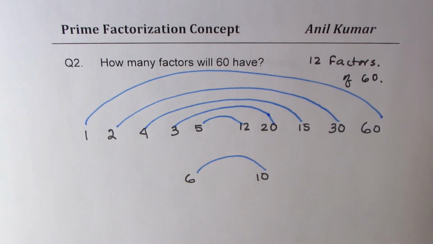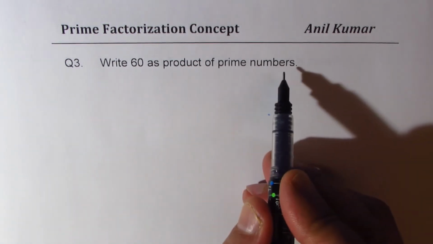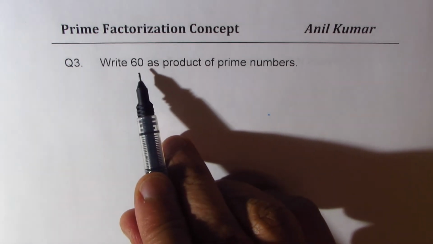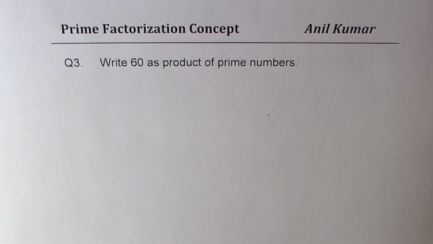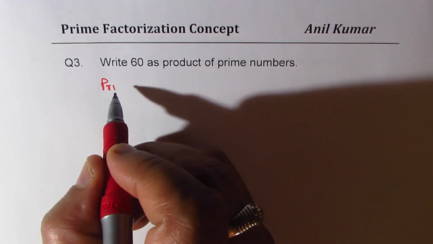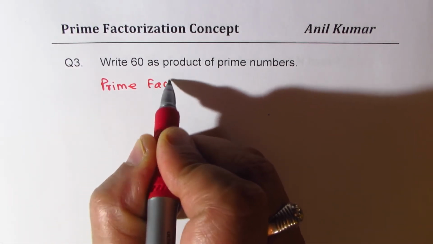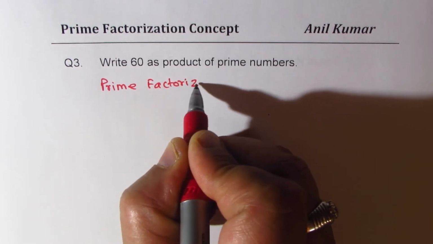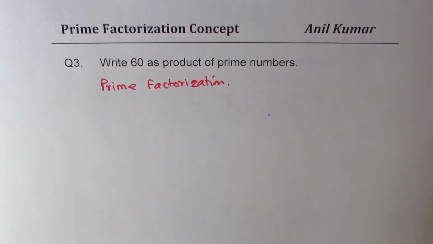Is that clear? So let's move on and take up the next question, which is: write 60 as a product of prime numbers. Now, when we want to write a number as a product of prime numbers, what are we trying to do? We are trying to find prime factors only, right? So we call this process prime factorization.